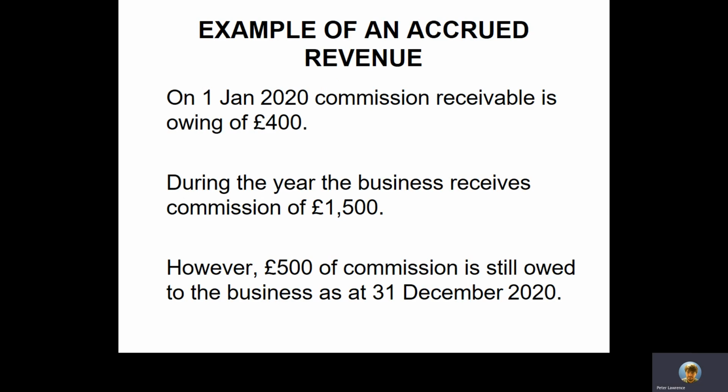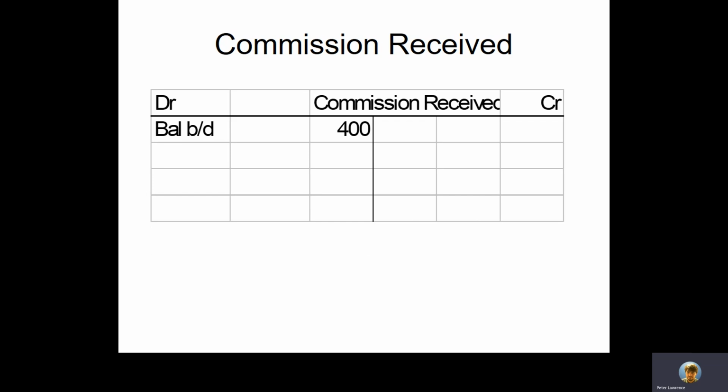So, commission receivable is owing at the start of January of £400. During the year, the business receives commission of £1,500. However, £500 of commission is still owed to the business at the 31st of December. So we're thinking about when is this going to be used? Not when it's paid for, when it's going to be used. So if at the start of January we were owed £400, and that's the very first day of the year, they must have used that last year. So it goes on to the debit of an income account.